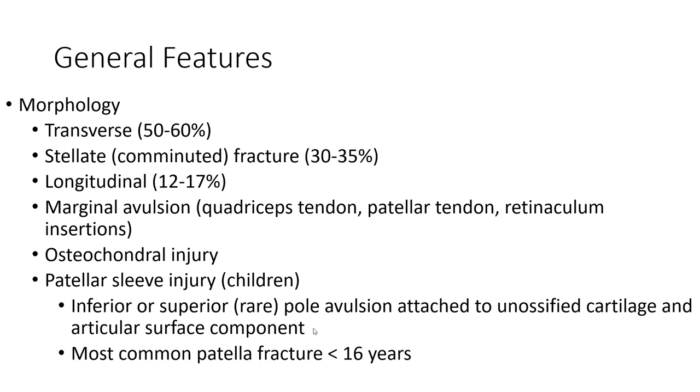According to morphology, transverse is around 50 to 60%. Stellate or comminuted fracture is 30 to 35%, longitudinal around 12 to 17%, and marginal avulsion involves the patellar tendon or retinaculum insertion. Also contralateral injury and patellar sleeve injury: inferior or superior pole avulsion attached to unossified cartilage and an articular surface component. More common in patients less than 16 years old.